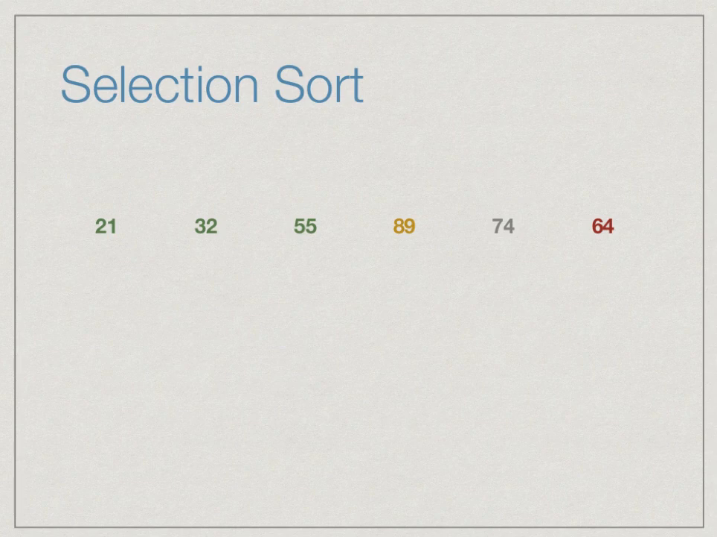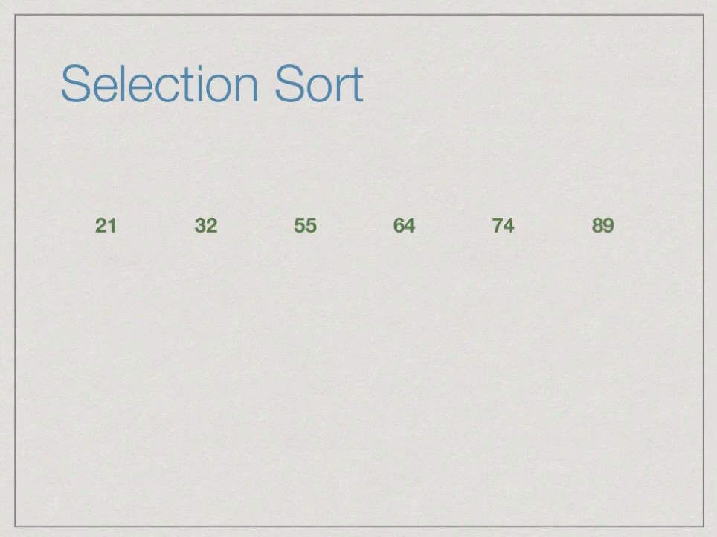So this way we just keep going on. Now we put 64 where 89 is, and finally 74 is in the correct place and 89 is also in the correct place. And we have a sorted sequence using selection sort, where instead of making a second sequence, we have just systematically moved the smallest element we have found to the start of the segment or section that we are looking at right now.